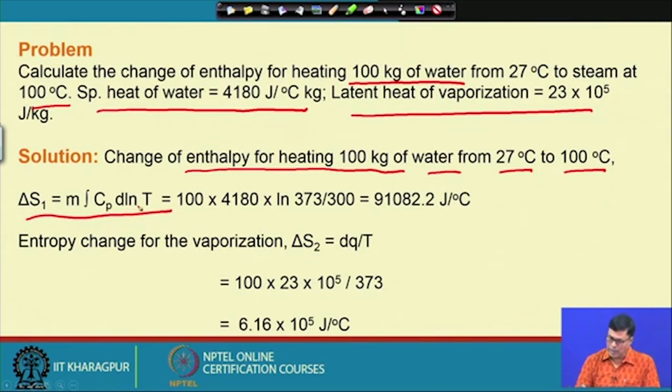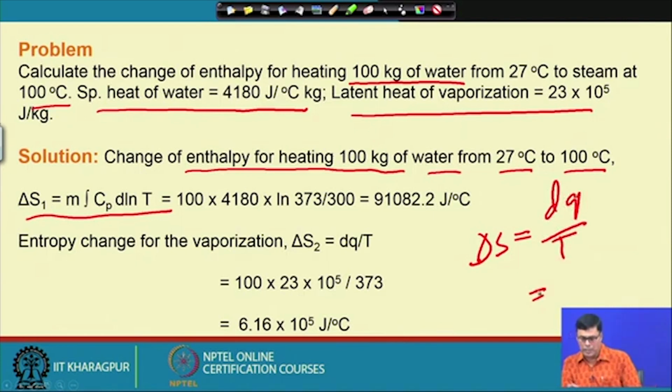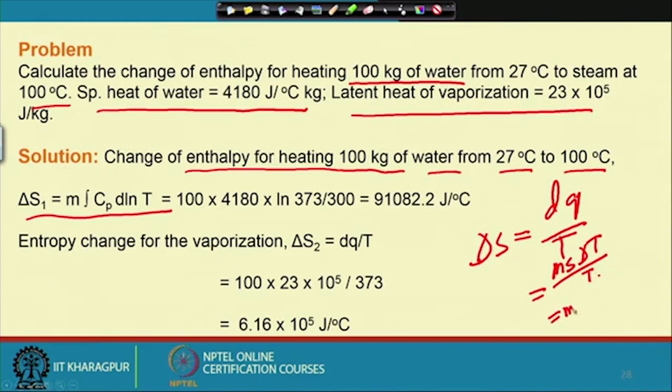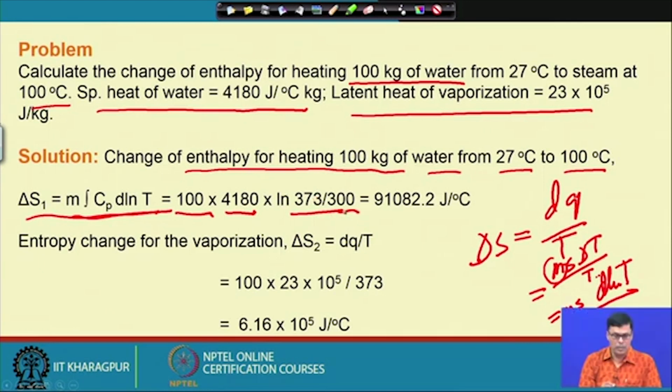dlnT. So I have already told you that del S equals dq by T. Am I right? So when you heat water, what is happening? It is m s into del T by T. So this is equal to m s dlnT that we have. So we can have a similar type of expression here. The mass is 100 kg, that is given there. This is the specific heat of water, and this is the ln. This is the temperature, 100 degrees centigrade, and this is 27 degrees centigrade.